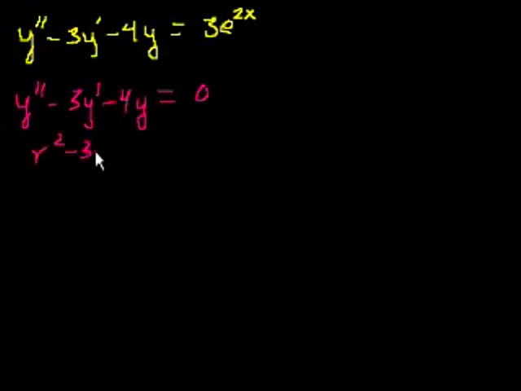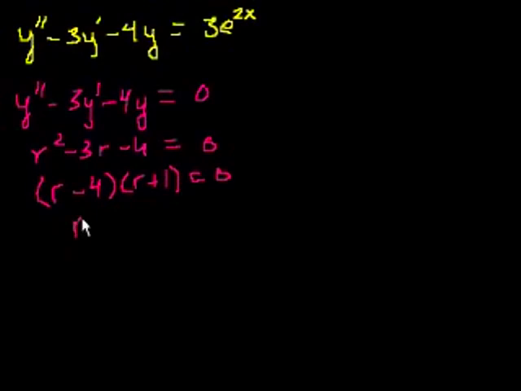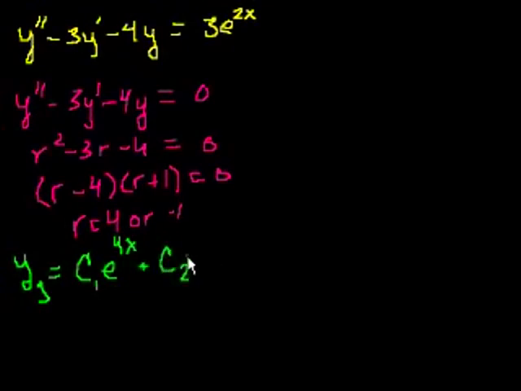Take the characteristic equation, r squared minus 3r minus 4 is equal to 0. What is this? r minus 4 times r plus 1 is equal to 0. Two roots, r could be 4 or negative 1. And so our general solution, I'll call that y sub g, is equal to, and we've done this many times, c1 e to the 4x plus c2 e to the minus x. Fair enough. So we solved the homogeneous equation.